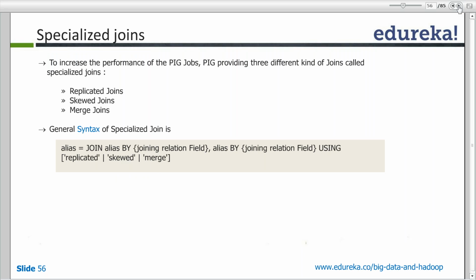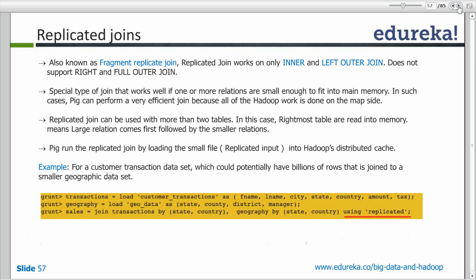So we have already discussed this. Let's read through it. It is also called a fragment replicate join. Replicated join works on inner and left outer join, and it does not support right and full outer. The reason being, when you're doing a replicated join, you have to specify a small file, and the small file, how do you specify?